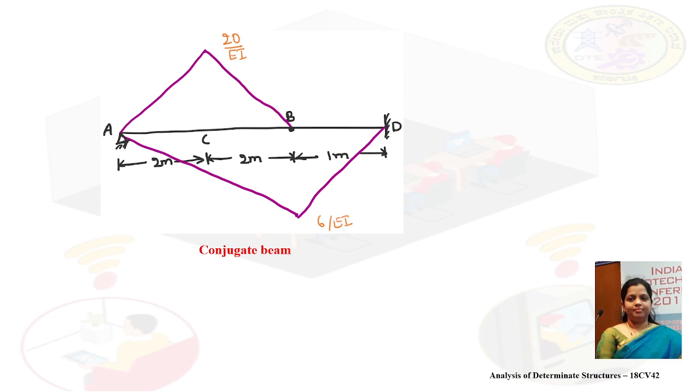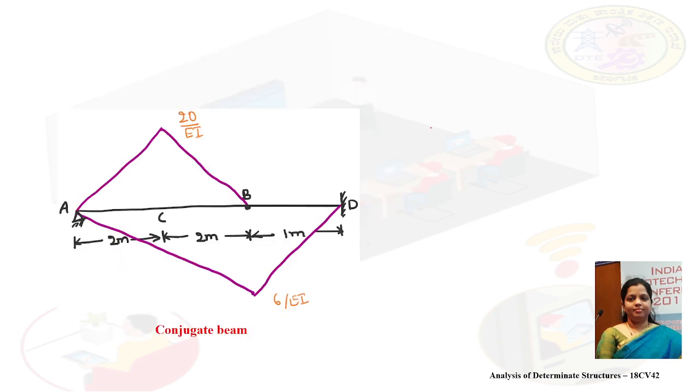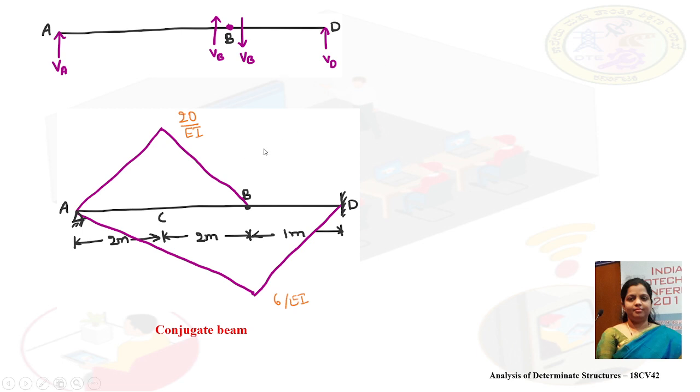So now considering this conjugate beam, we need to compute the slope and deflection. So this will be the pattern. VA will be acting at support A, and since B is a hinge, there will be two forces acting, VB in the upward direction and VB in the downward direction, and at support D we are having VD. So now let me consider the half of the portion, that is AB.